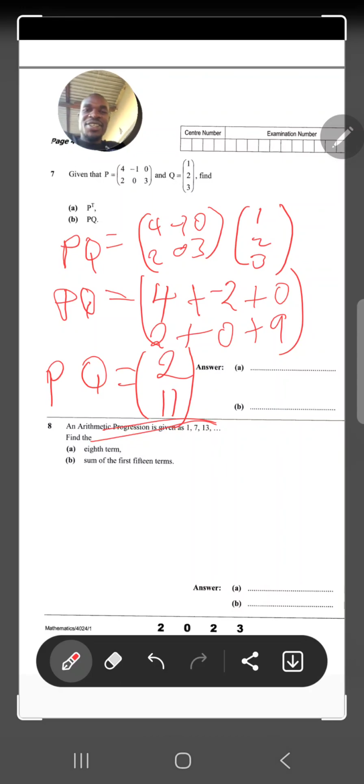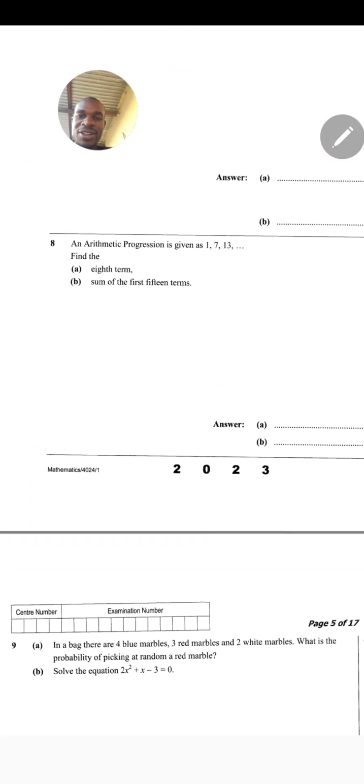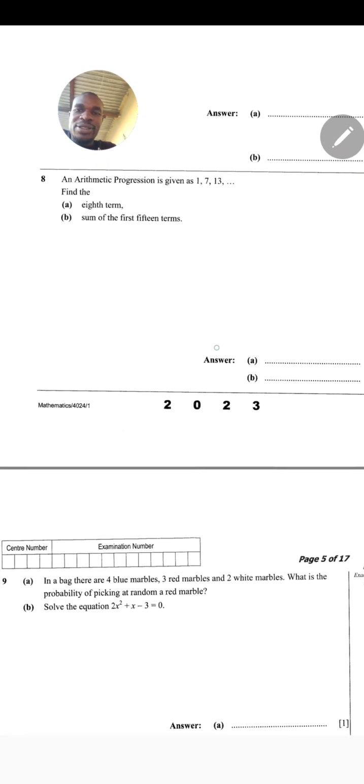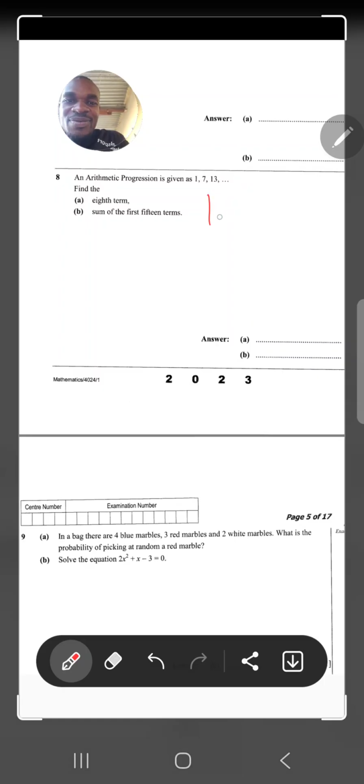We solve the next question, number 8. So question number 8 is here. This is AP. This will be our last question that we are going to solve here. We are given the AP here, which is 1, 7, 13. Find the 8th term.